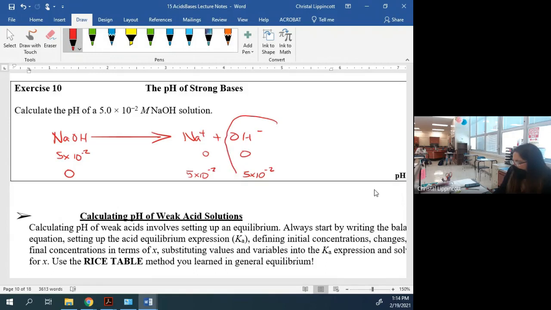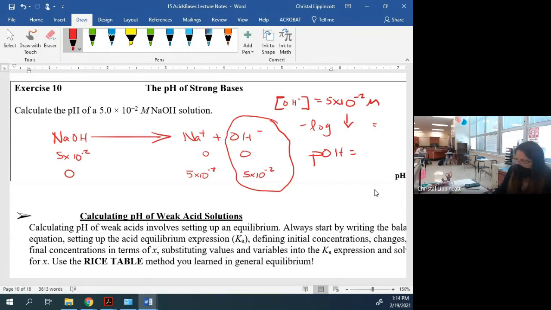So if this is our concentration of OH, we just take the negative log of that. So the OH concentration equals 5 times 10 to the minus 2 molarity. If we take the negative log of that value, that's going to give us our pOH, because we had OH here. It's going to give us pOH.